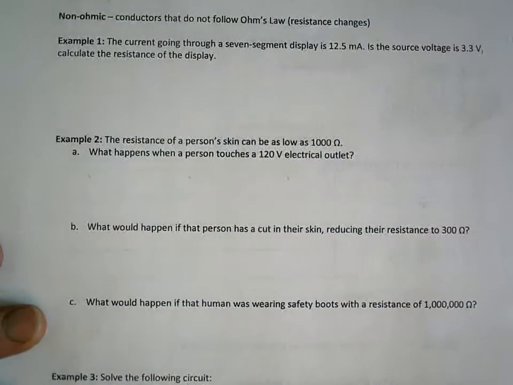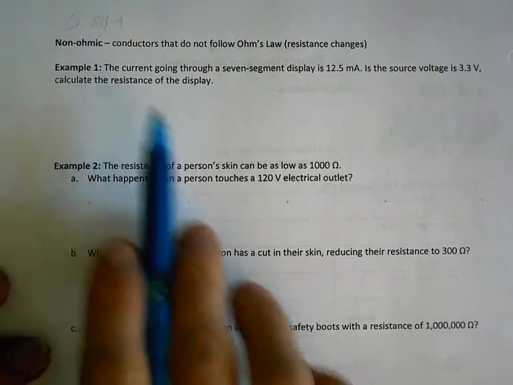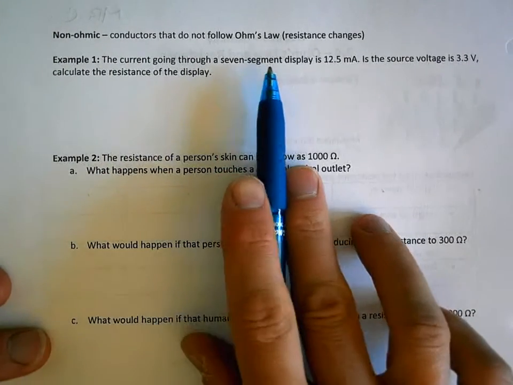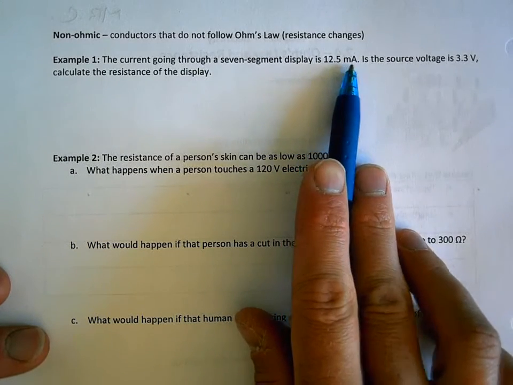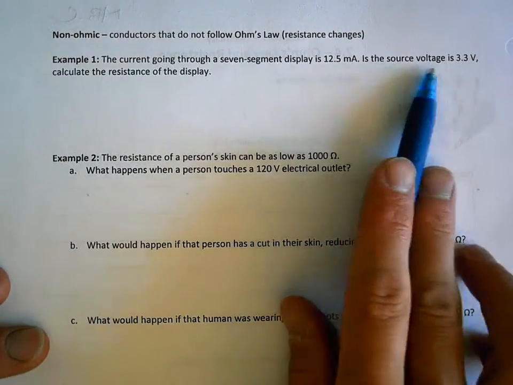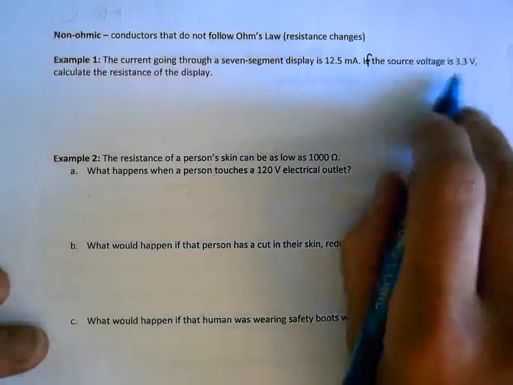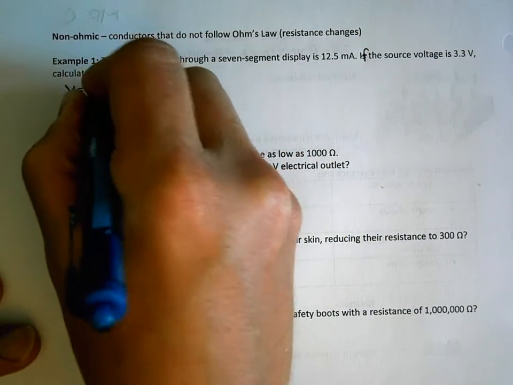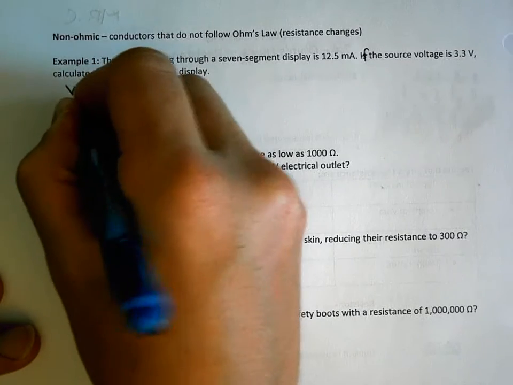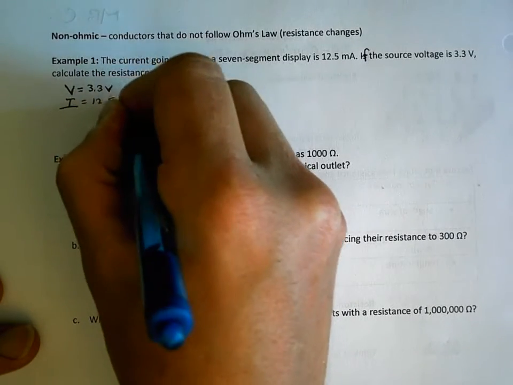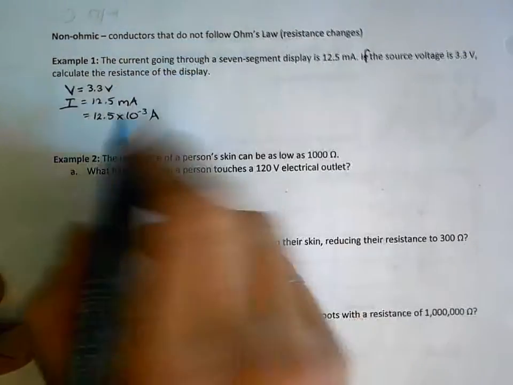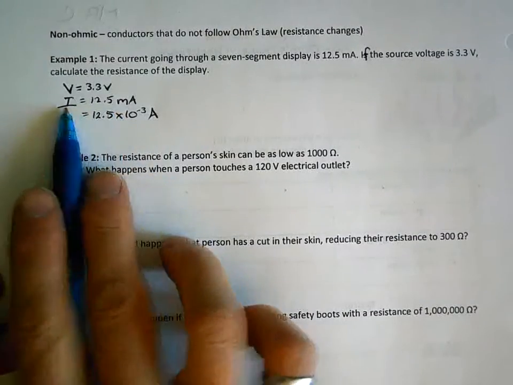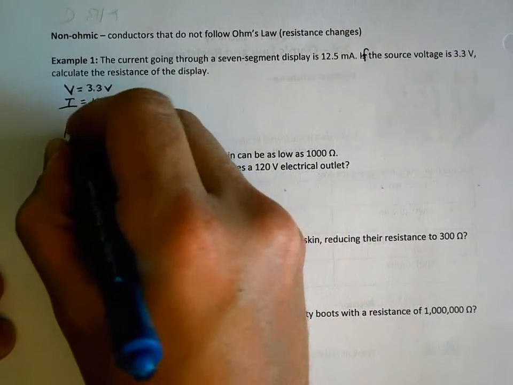So let's do some examples here. The current going through a 7-segment display, like a display on your calculator, is 12.5 milliamps, so a very small amount of amps. If the source voltage is 3.3 volts, calculate the resistance. The voltage is 3.3 volts. The current is 12.5 milliamps. I should convert that: 12.5 times 10 to the negative 3 amps, moving the decimal place over 3. And we're trying to find R.